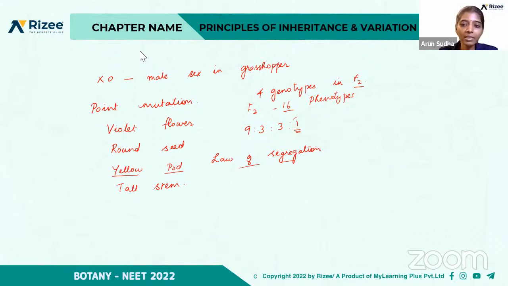Are you clear with this? Okay, so only the law of segregation is the one that always stood true.